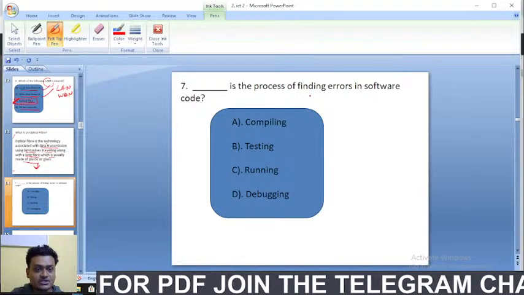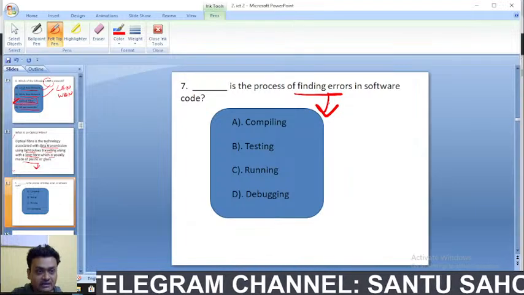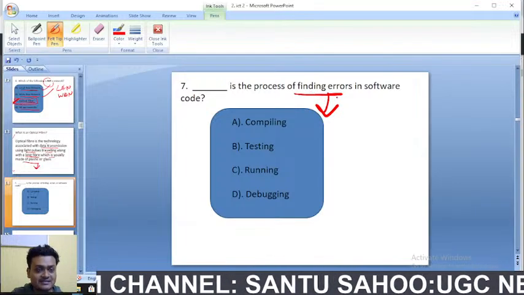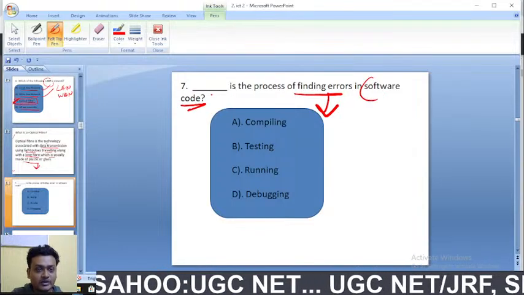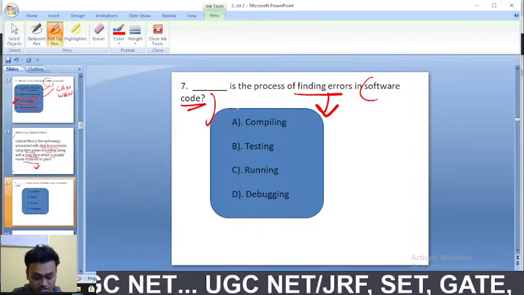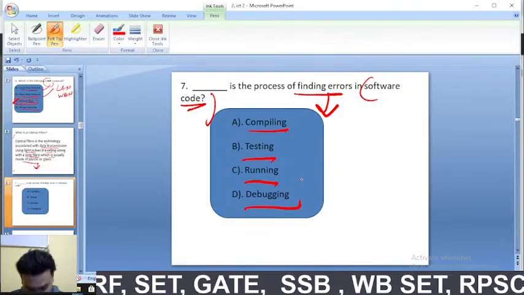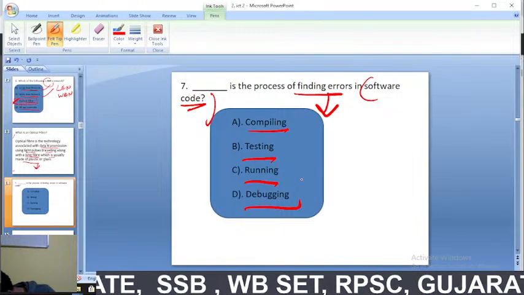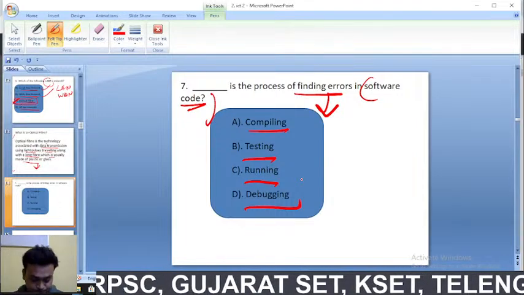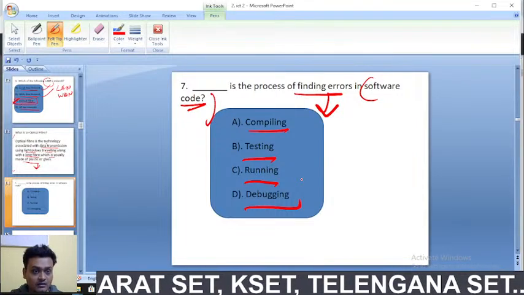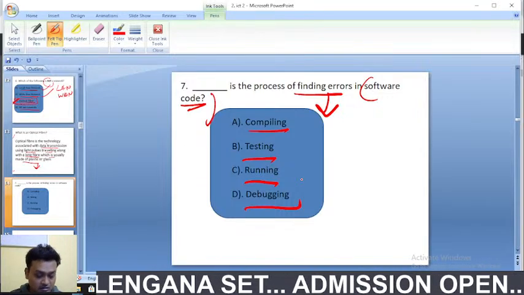Dash is the process of finding errors. Got it? Got it, Babu as well. Here is question number 7. Dash is the process of finding errors in software code. Software code में when you are finding the errors is known as compiling, testing, running, debugging. An interesting question here. Finding errors in software. Okay, got it, Pramod.